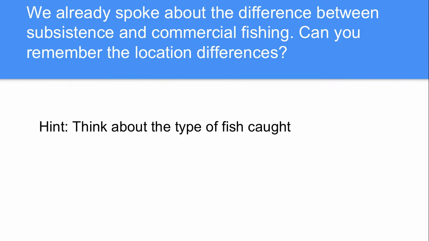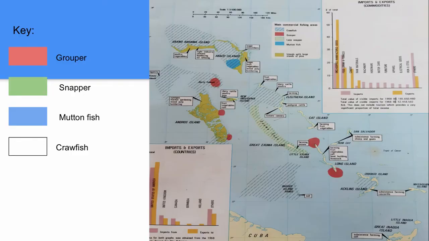We already spoke about the difference between subsistence and commercial fishing. Now remember the location difference. Which one was closer to inshore? The subsistence is from the shore to 45 miles out, while the commercial fishing has a greater distance, okay? So they're going to be going further out, okay?